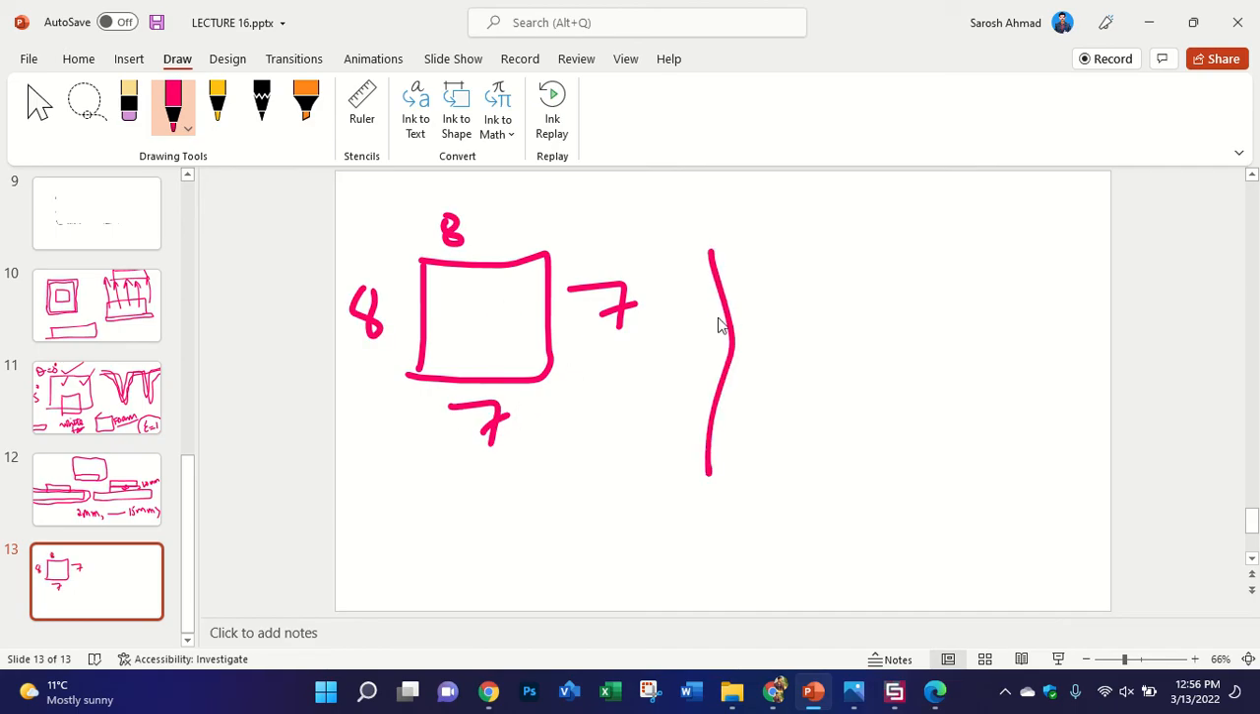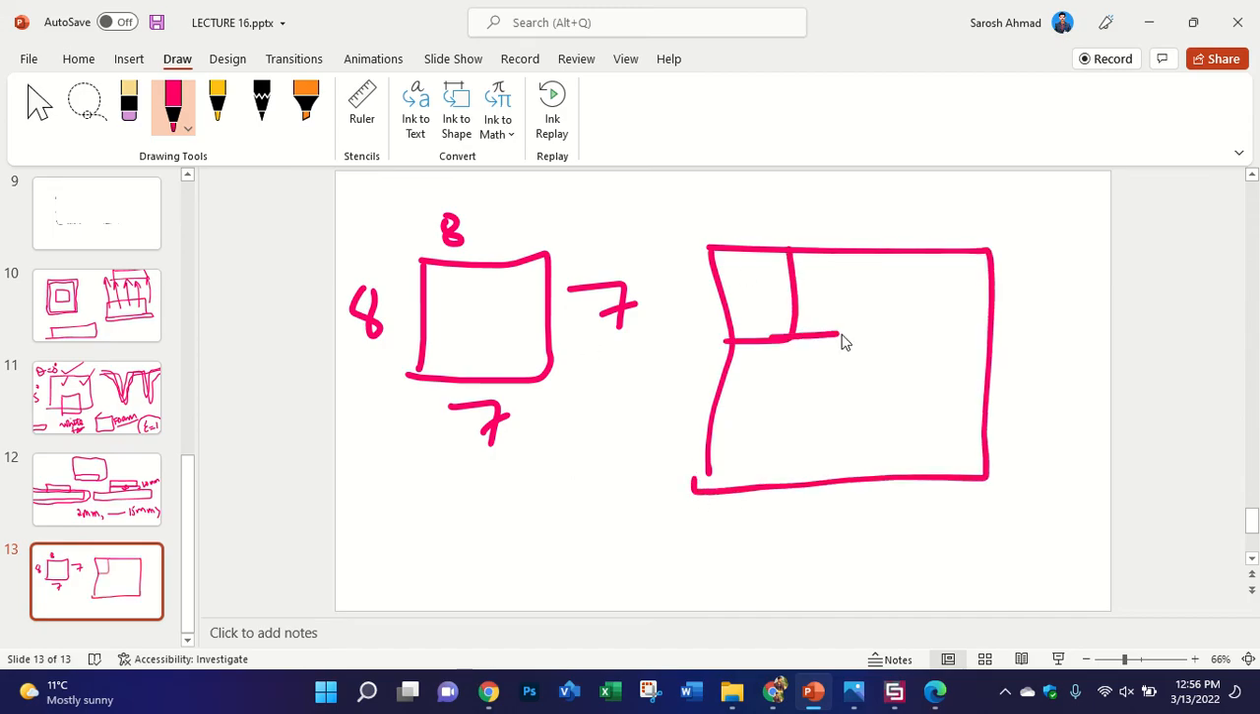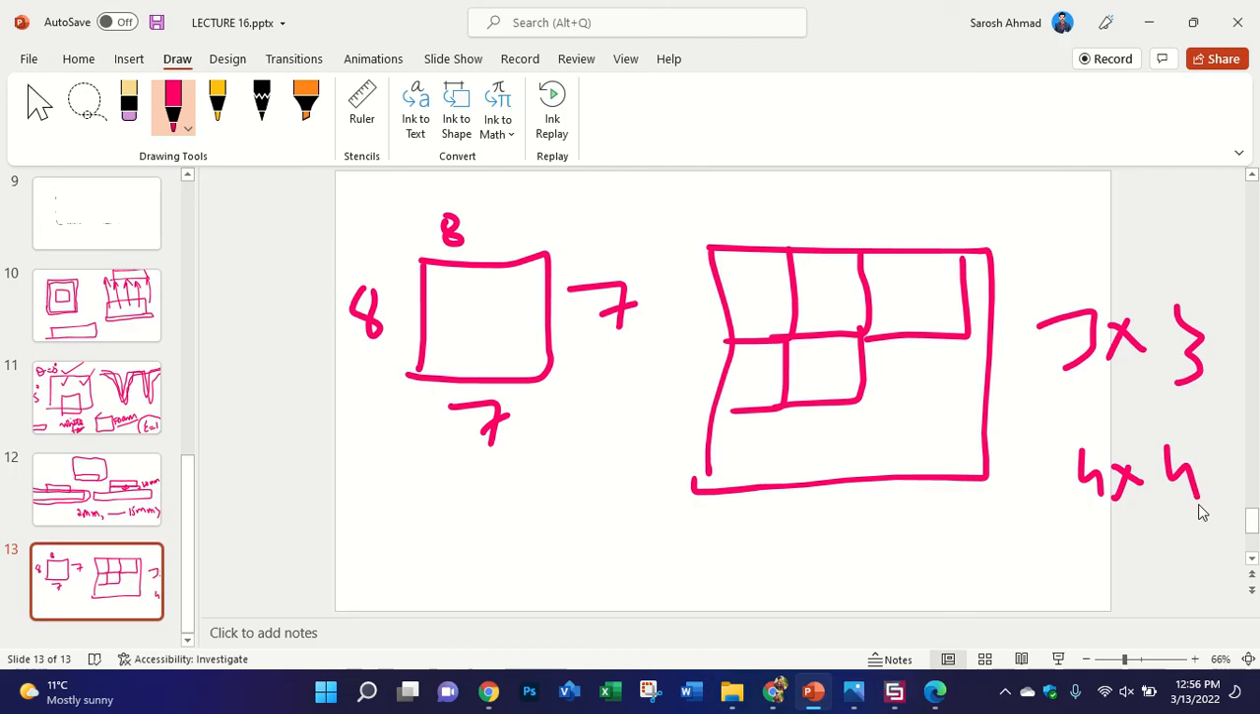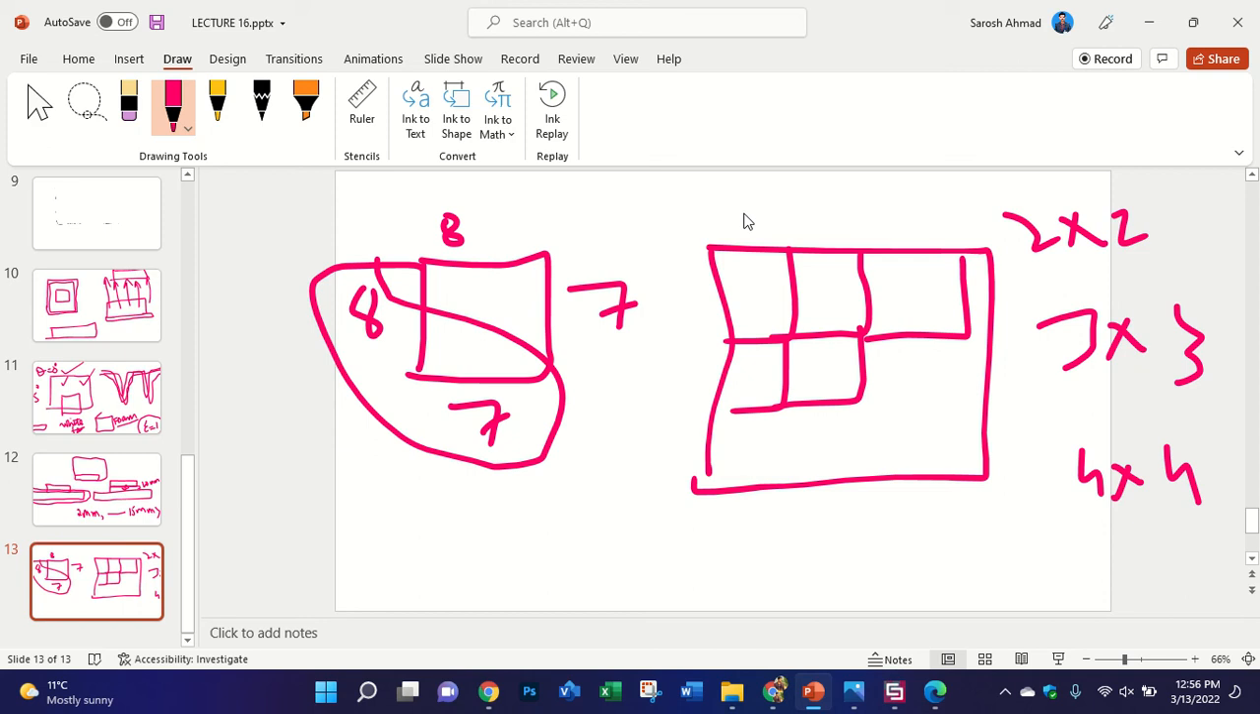Because when you convert this unit cell into an array, all will be of the same size, and you will get the 3 by 3 array very easily, 4 by 4, 2 by 2. But if you have a size like this, then it will be an issue for you to convert into 2 by 2, and surely its dimensions will also be different.